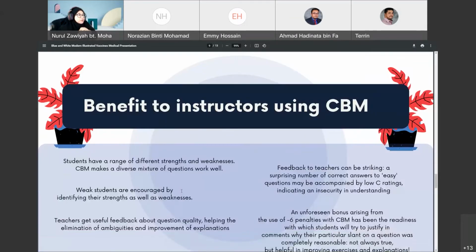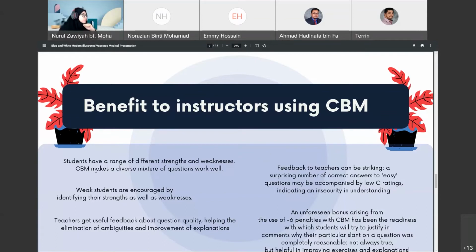All right. So what is the benefit for lecturers and instructors when using CBM? The first one: we know that students have a range of different strengths and weaknesses. So CBM can give us the bird's eye view, the overall view of what kind of topics they are not strong in, and which part they love, because they will understand if they love that topic.